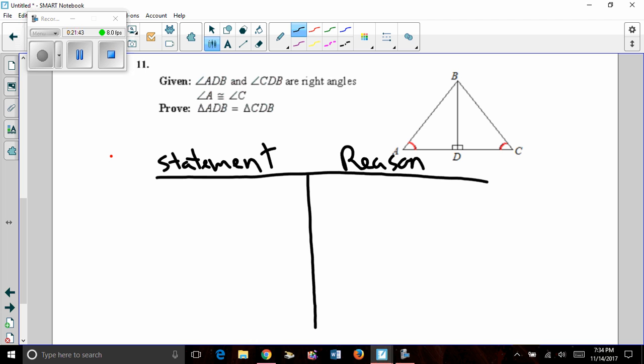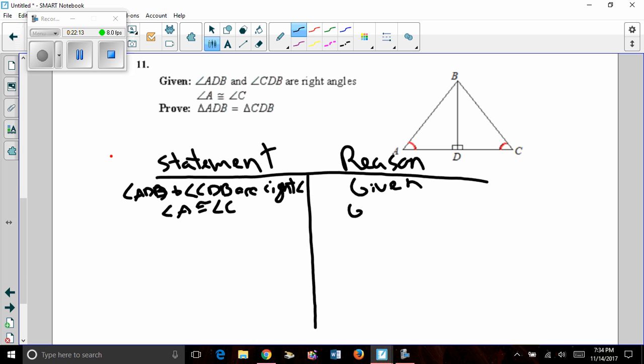We can start with our given angle ADB and angle CDB are right angles. Sorry, I should have left myself some space. That's given. It's also marked in the picture. And angle A is congruent with angle C, given. So they were nice to us and marked our picture.